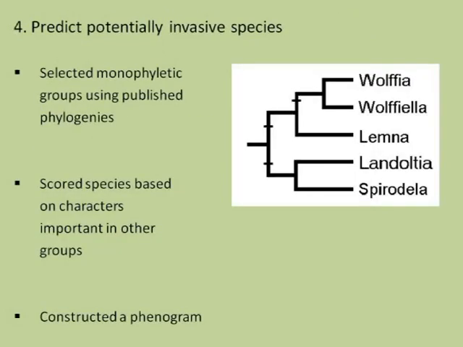And lastly, I looked at a very important aspect in invasion ecology, which is predicting potentially invasive species. My approach here was to first select monophyletic groups using published phylogenies. This accounts for evolutionary relationships between the species, and the duckweeds are an example of this. Next, I scored species based on characters shown to be important in other groups. And using this matrix, I constructed a phenogram, which is based on similarity of characters.